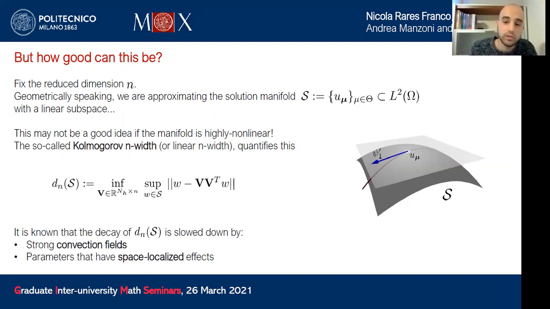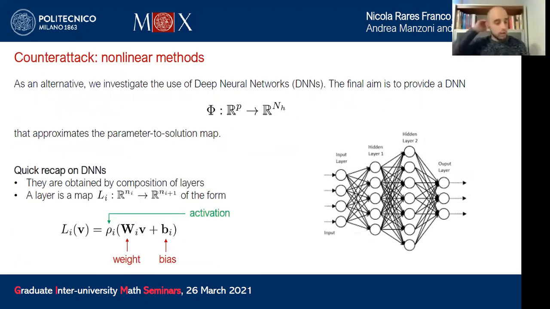So if you want to have a ROM that is sufficiently accurate, you need a very large n. But if n is very large, it's going to be a problem, because your computations are going to be expensive. Okay, if n is large, even the reduced order model is expensive and it doesn't make sense anymore. So what I'm going to do is try to exploit other objects and methods that are nonlinear and try to see if we can overcome the limitations of these approaches.